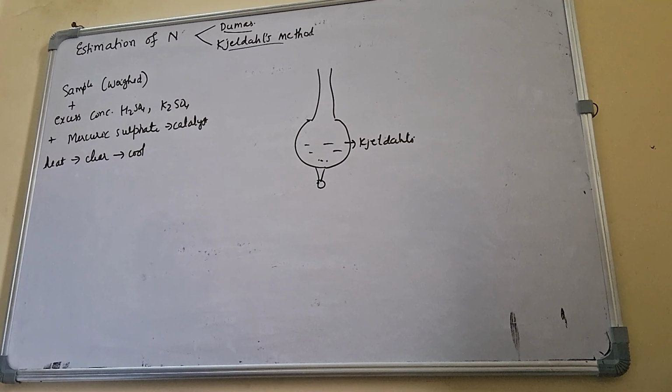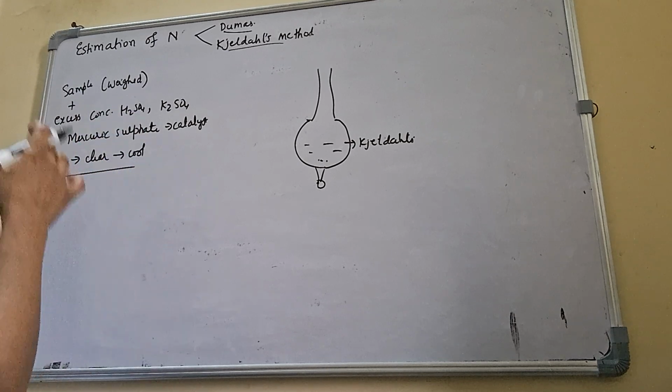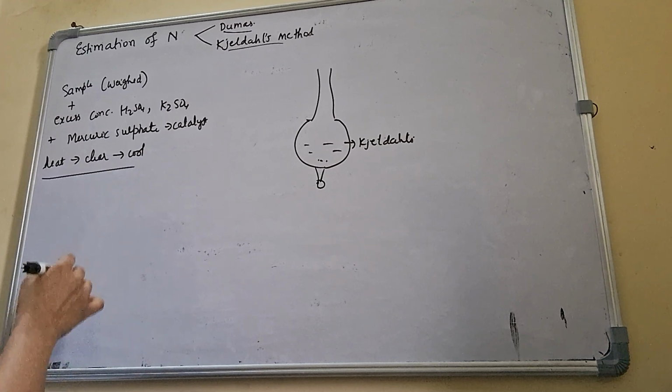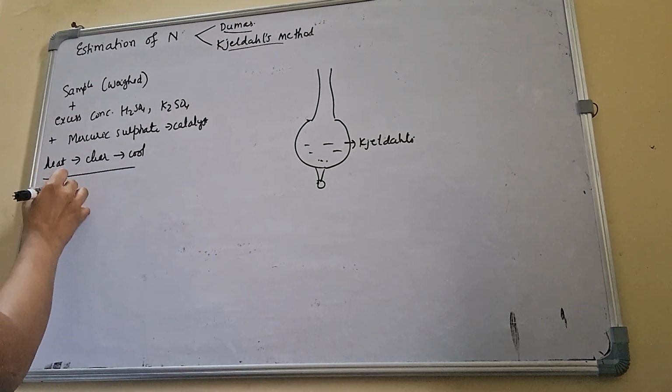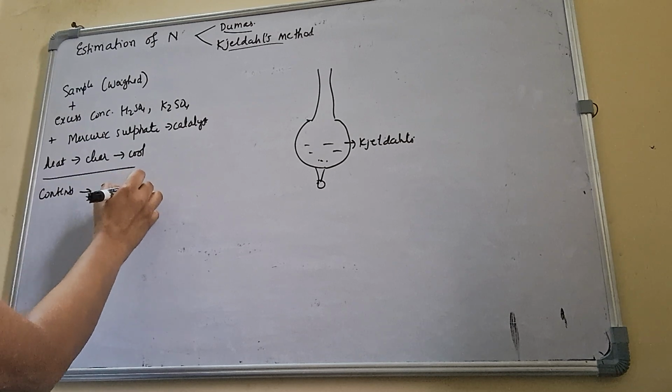Now after this step, I'll tell you the reaction once, but let us now understand this stepwise. Then I will talk about the reaction in each step, what product is getting formed. Once it is cooled, the contents are transferred into a round bottom flask.